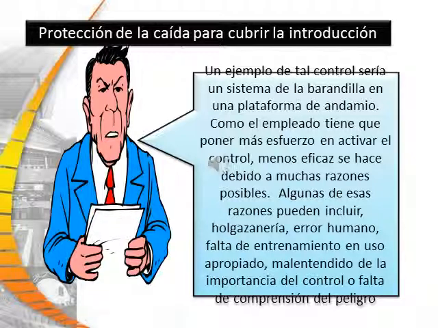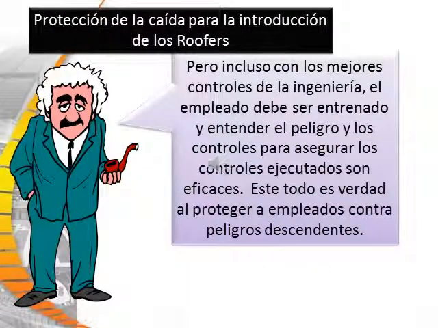As the employee has to put more effort into activating the control, the less effective it becomes, due to many possible reasons. Some of those reasons include laziness, human error, lack of training on proper use, misunderstanding of the importance of the control, or simply a lack of understanding of the hazard. Even with the best engineering controls, the employee must be trained and understand the hazard and controls to ensure implemented controls are effective. This all holds true of protecting employees from falling hazards.